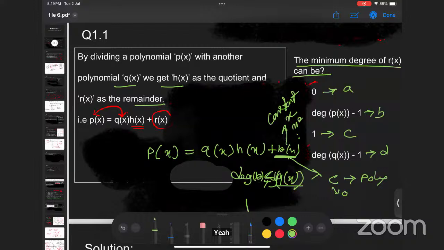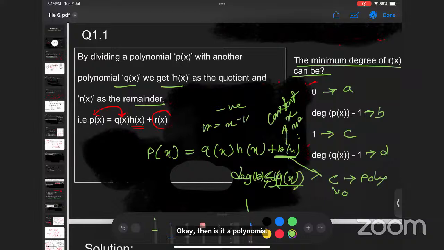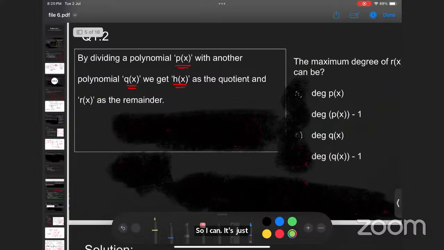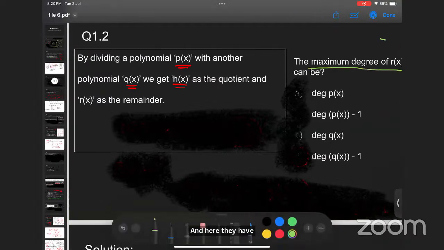So for a polynomial, what is the minimum degree? Suppose we had some negative degree, say R equals x to the power minus 1. Is it a polynomial? No, ma'am, it's not a polynomial. So what will be the minimum degree then? Zero. Yes. So I think you got the answer. This is the minimum degree for a polynomial. Again, we have the same question, same plot, and here they have asked what is the maximum degree for R(x). I think it's now easy for you to answer, right?